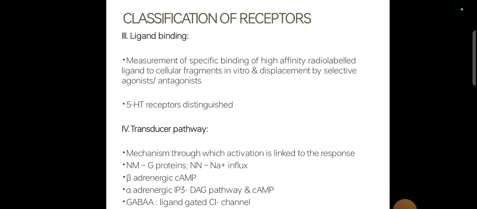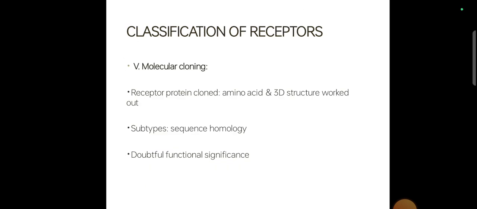Transducer pathway: mechanism through which activation is linked to the response. G proteins: beta adrenergic, cyclic AMP; alpha adrenergic, IP3 DAG pathway and cyclic AMP; GABA, ligand gated chloride channel. Classification of receptors by molecular cloning: receptor protein cloned, amino acids and 3D structure worked out, subtypes by sequence homology, doubtful functional significance.